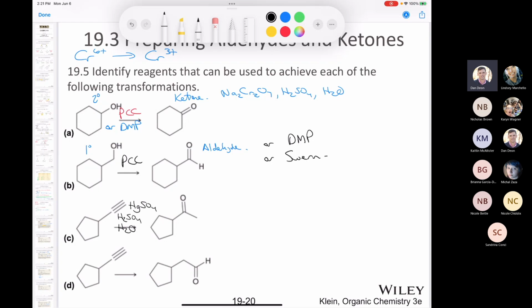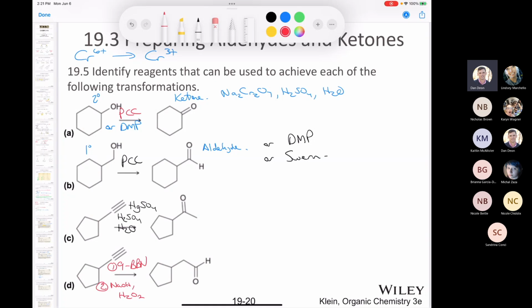And then the last one is anti-Markovnikov addition of water to make an enol that tautomerizes to give you an aldehyde. So the first step will be, we'll just write here 9-BBN, and you could pick whatever hindered borane you like. And in the second step, we use sodium hydroxide and hydrogen peroxide.